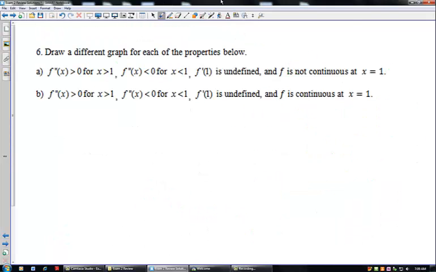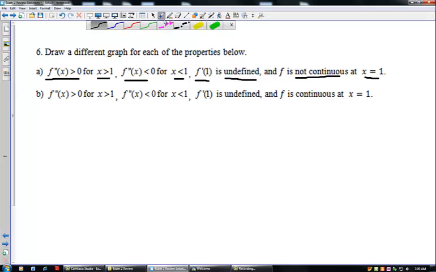So in number 6, what do we want to do? We want to draw a graph for each of the properties below. Okay, so in part A, you have the second derivative positive when x is greater than 1, the second derivative negative when x is less than 1. You have f prime of 1 to be undefined, which means it's not differentiable at x equal 1, and f is not continuous at x equal to 1.